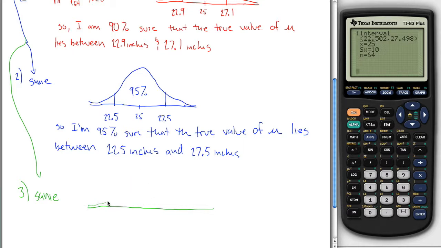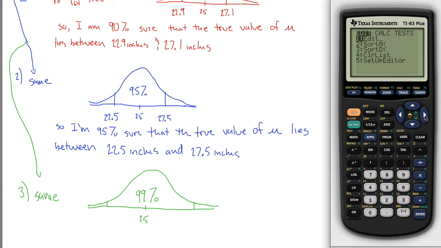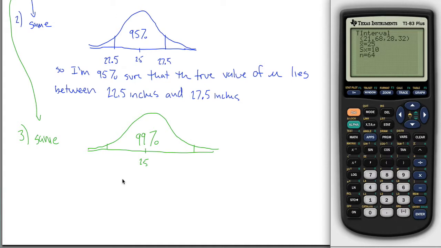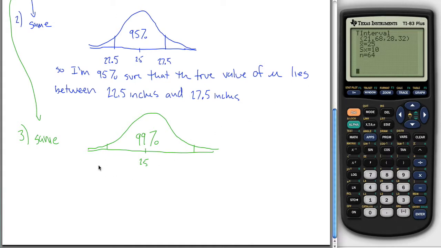Jeez, it's ugly. I'm going to draw an approximately normal distribution. I'm going to put 25 in the middle. This time I want 99% of the area. And so the way I'll figure out these values, exact same. Stat, tests, t-interval. Give it the same statistics, 25, 10, 64. But this time I want 99% confidence. And my calculator will think about it for a minute and then eventually give me that my endpoints are 21.7 and 28.3.